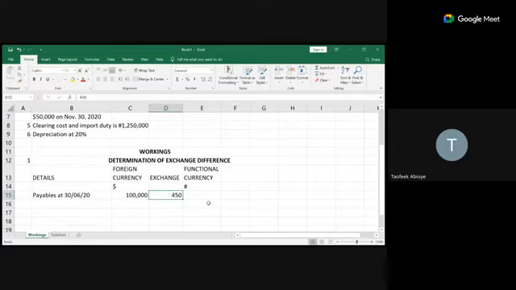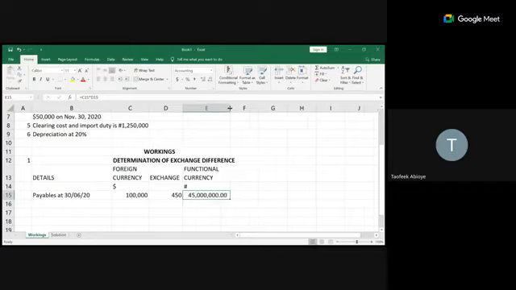So to now get my functional currency, are we going to multiply or divide? And we have agreed that we will multiply, right? So we can now multiply $100,000 by 450, and we can get our figure here. Our figure will be 45 million. So when we multiply, please let's take note. Let me put it here.